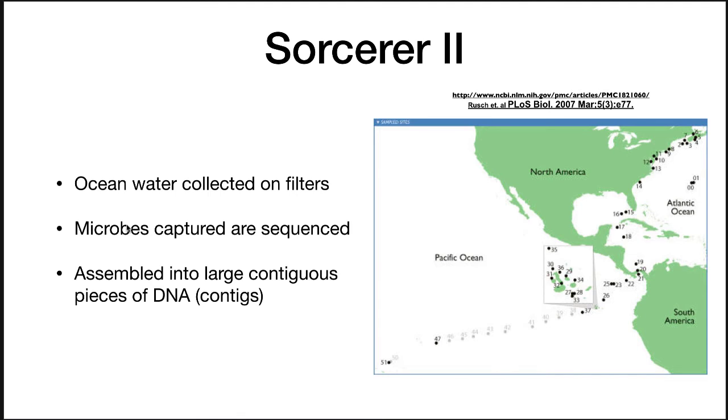As they did this, they took the ocean water, collected it on filters, took all the microbes off these filters, they lysed them, and then they sequenced all the DNA, doing metagenomics. Afterwards, they assembled this into large contiguous pieces of DNA, and they could make a lot of discoveries.